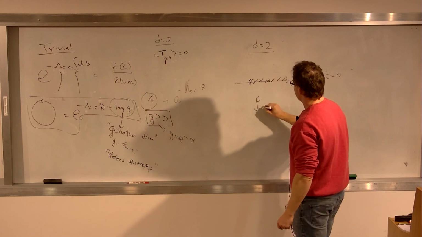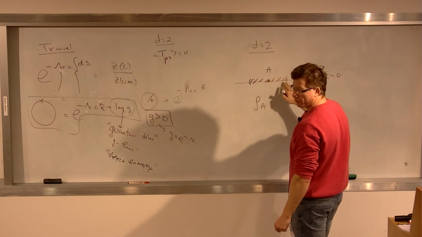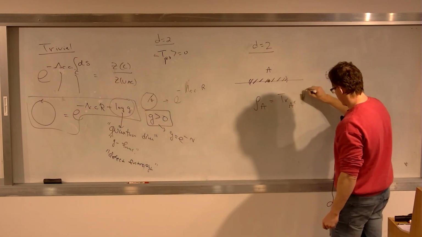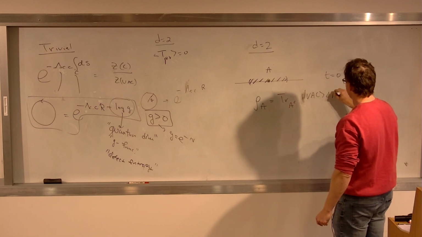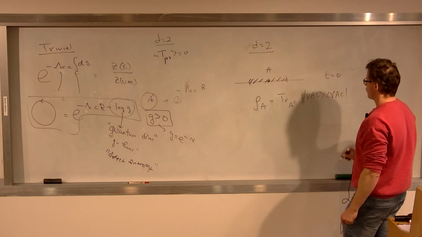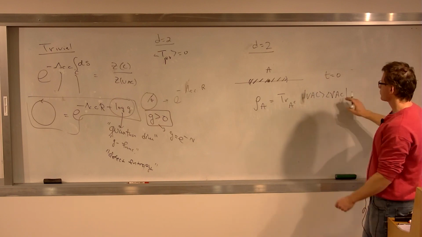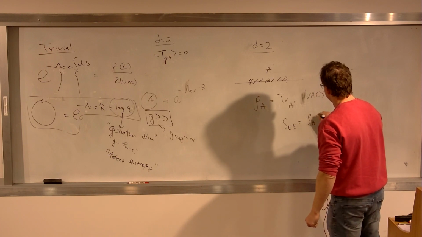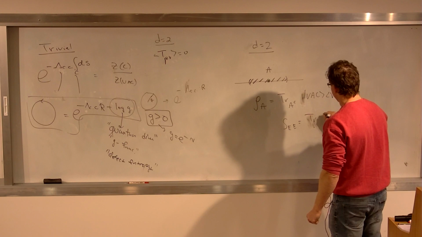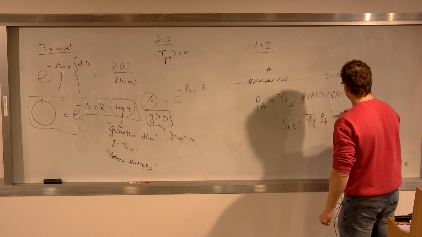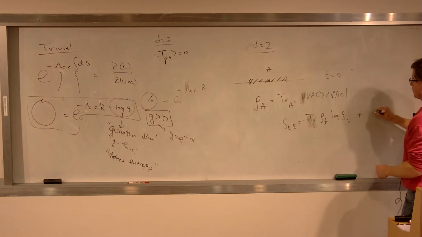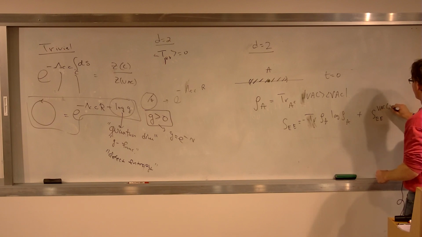You compute the density matrix of the vacuum restricted to that region. So you just trace over the complement for the vacuum with the defect. Then you compute the von Neumann entropy of the density matrix, minus trace rho A log rho A. And then you subtract the entanglement entropy of the ordinary vacuum in region A with no defect.